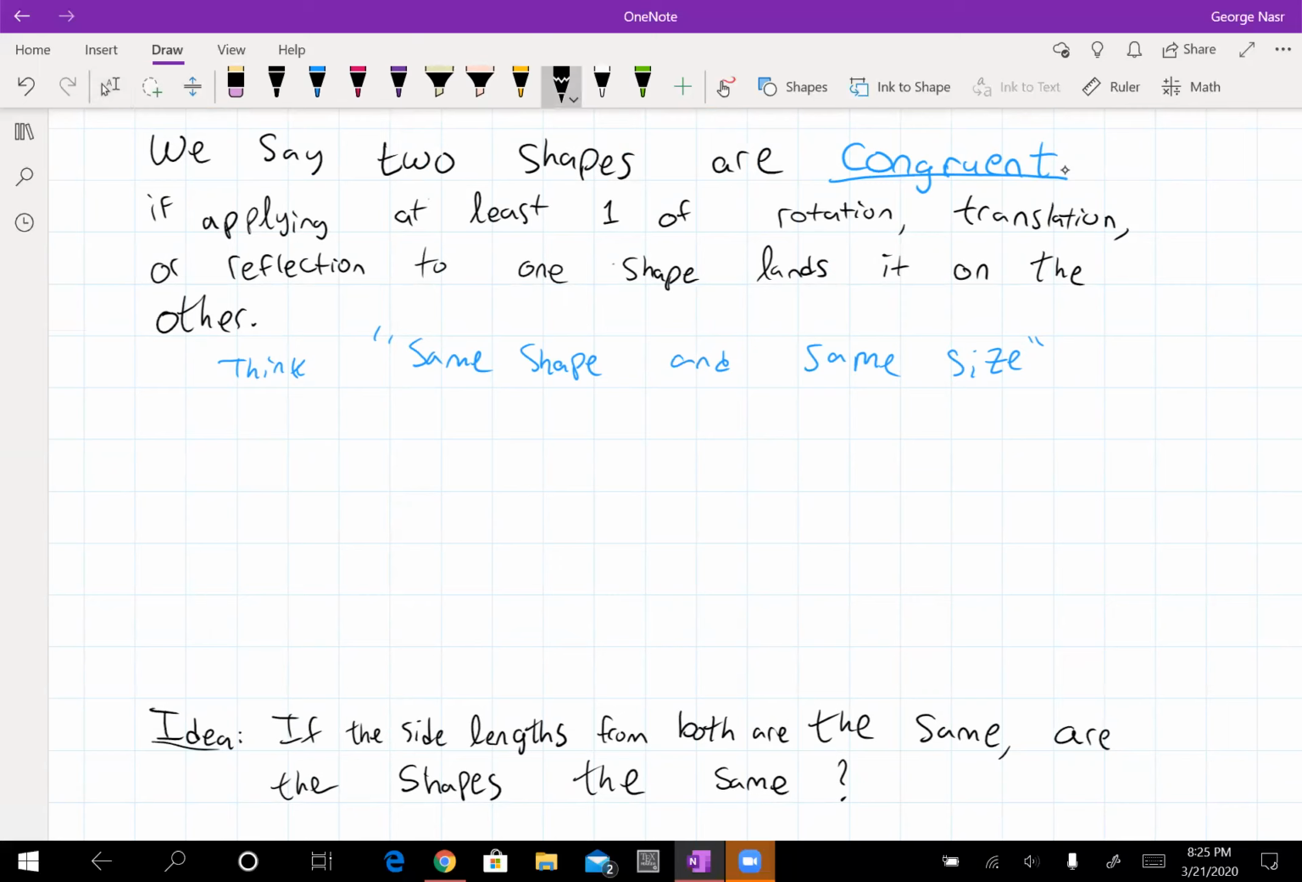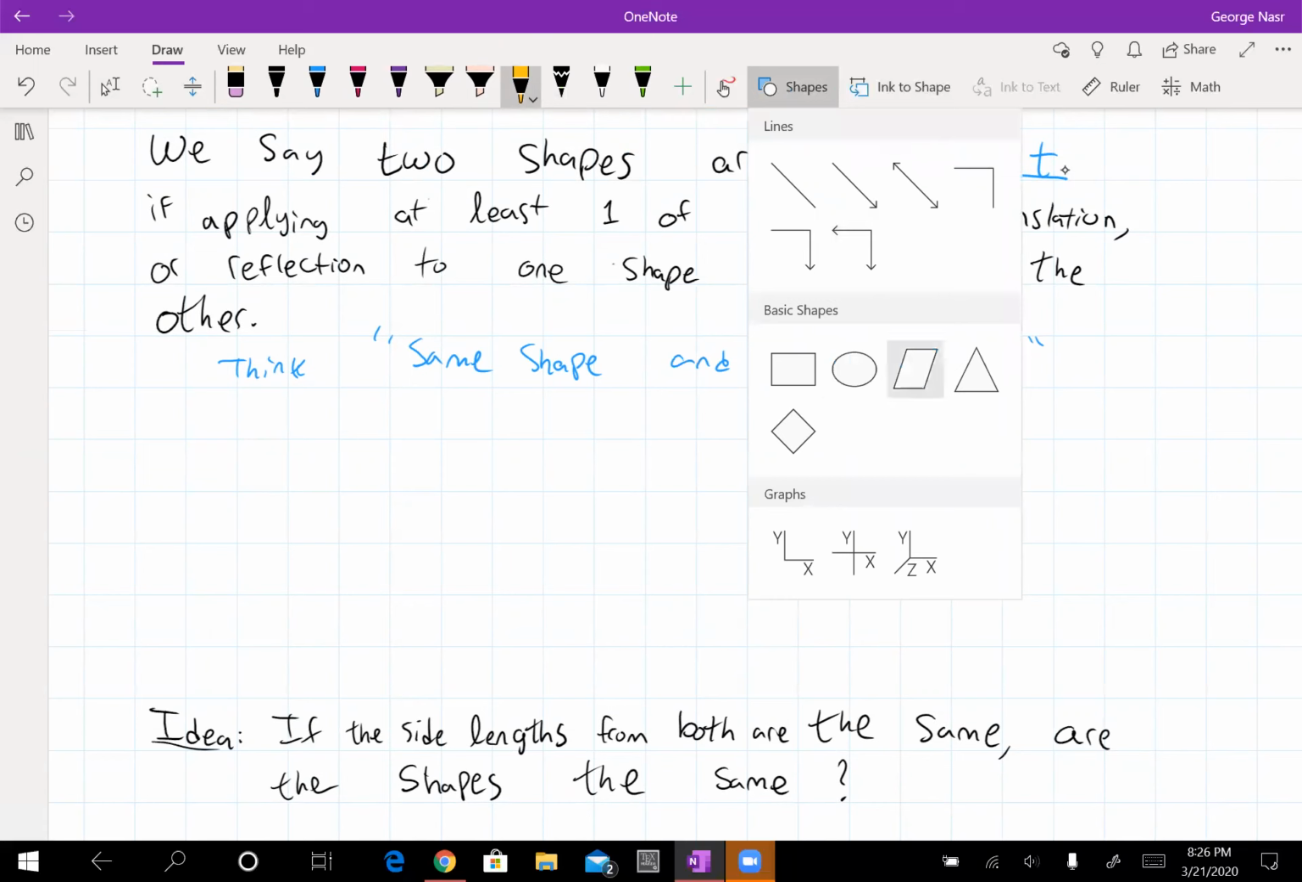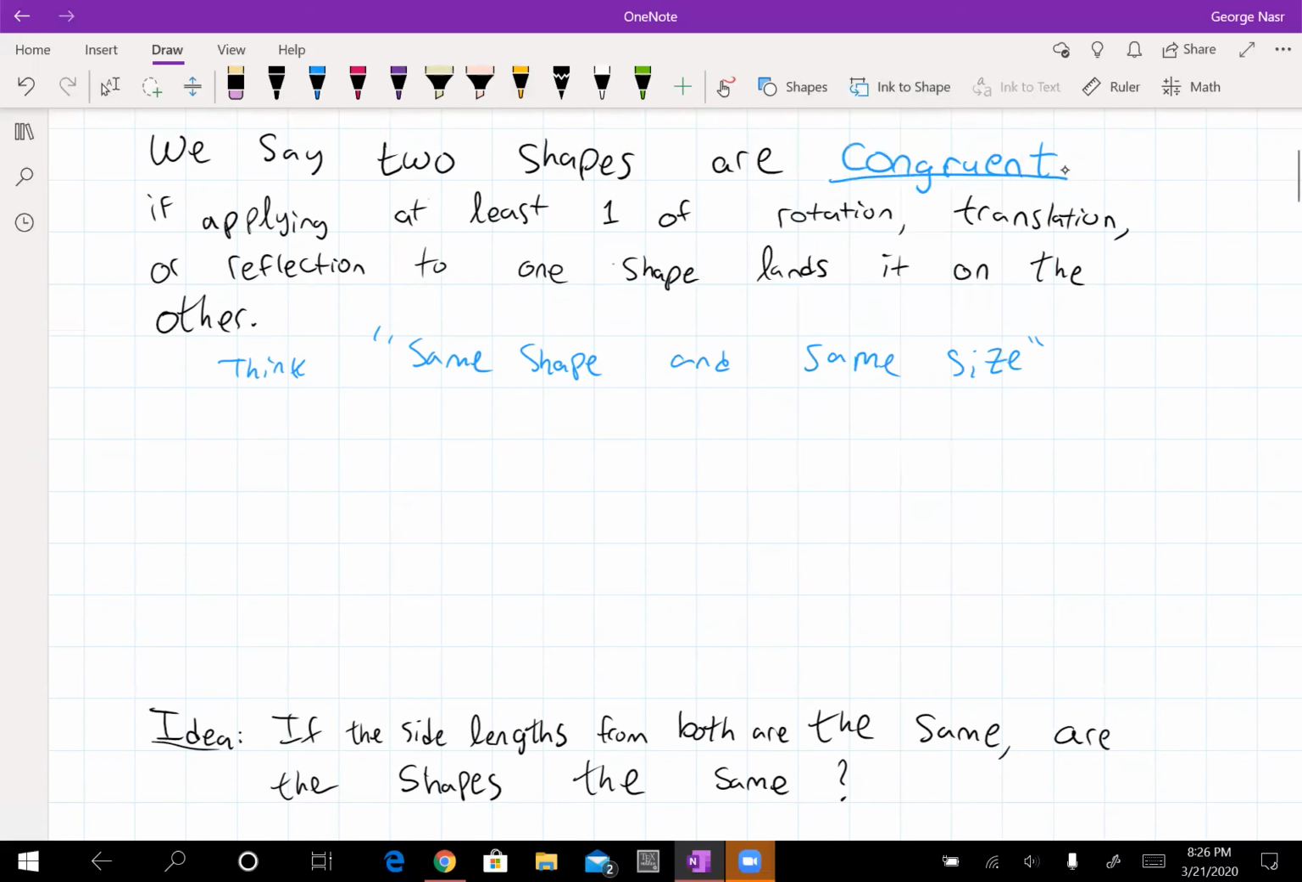If I have two shapes that are congruent, like let's draw maybe two rectangles. This rectangle here and this rectangle here, those are definitely congruent, right? Those are definitely the same because I can translate and rotate one to get on the other, but also notice the side lengths definitely have to be the same, right? If these side lengths are not the same, there's no way they could be congruent.